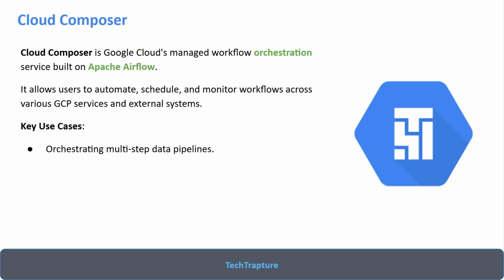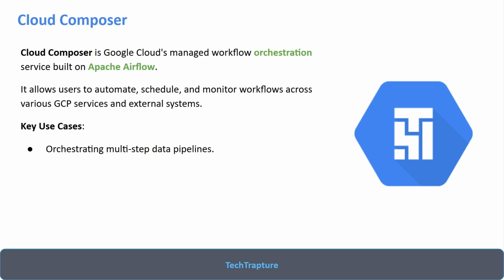Now what are the key use cases? Orchestrating a multi-step data pipeline. Suppose you have a requirement where you are getting a file into a storage bucket. Once the file is available in the storage bucket, you should execute your Dataflow job, and once your Dataflow job is finished, your data should be loaded into BigQuery, and again in BigQuery you will have additional transformation operations. So how will you orchestrate one by one?